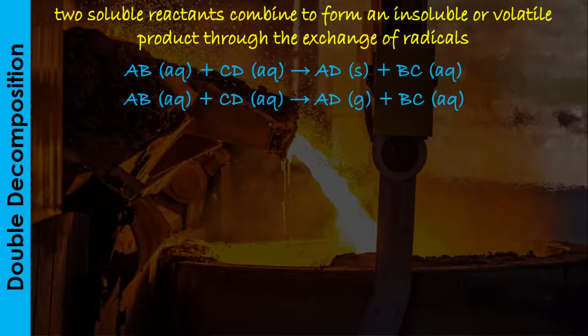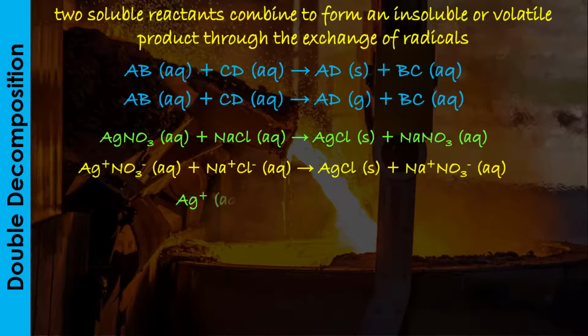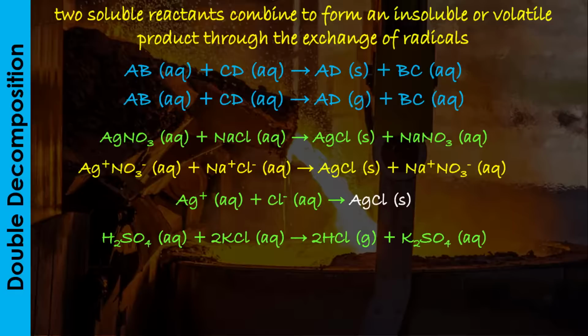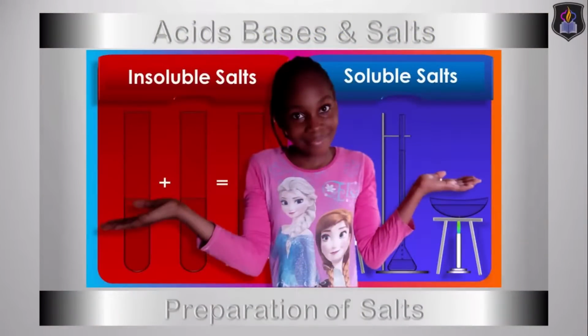Examples of double decomposition reactions are the reactions between aqueous solutions of sodium chloride and silver trioxonitrate(V) to form insoluble silver chloride, which appears as a white precipitate, and a solution of sodium trioxonitrate(V), and the reactions between aqueous solutions of potassium chloride and tetraoxosulfate(VI) acid to form hydrogen chloride gas and soluble potassium tetraoxosulfate(VI). We have treated the concept of double decomposition in detail in our video on the preparation of soluble and insoluble salts. Check the link in the description.